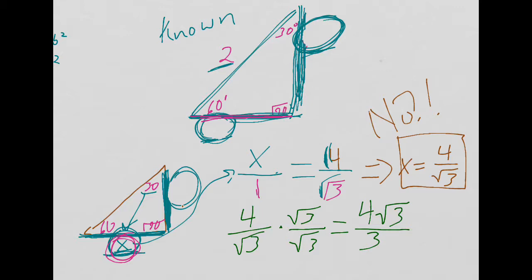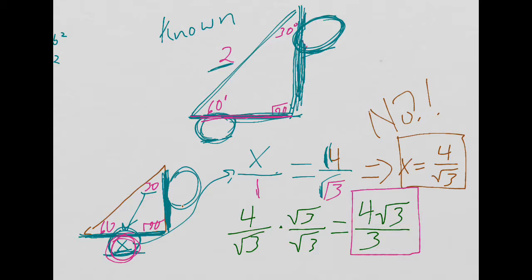Okay, so now, can I reduce this at all? Can I do anything with this? Jackie, what do you think? Am I done? Jackie, you're right as always, of course. I am done. Yes, the answer is 4 times the square root of 3 over 3.